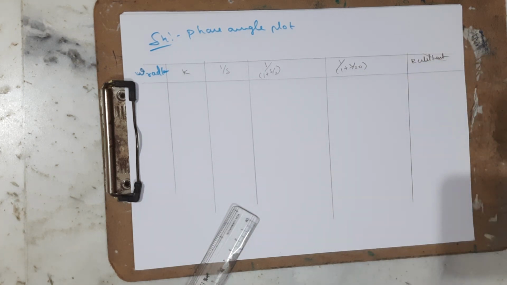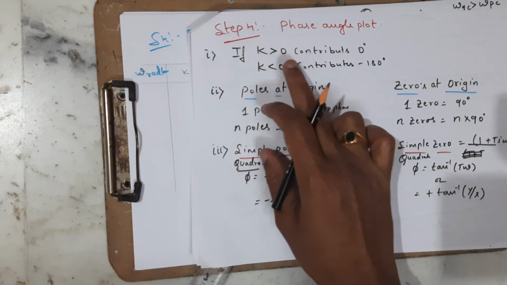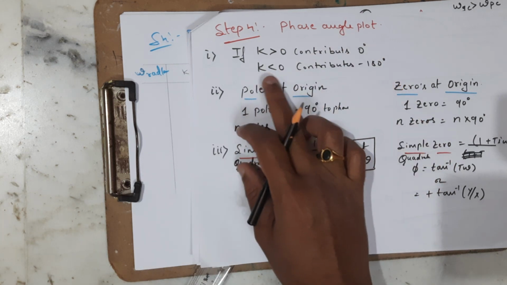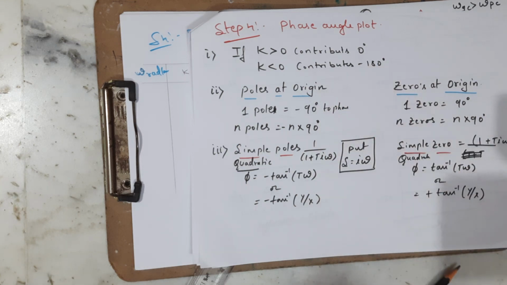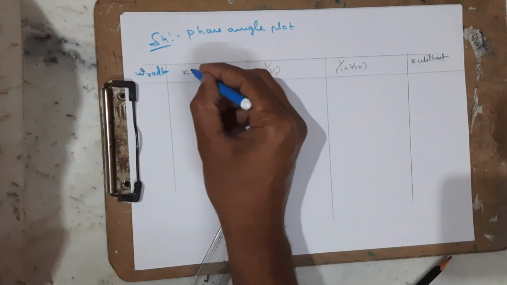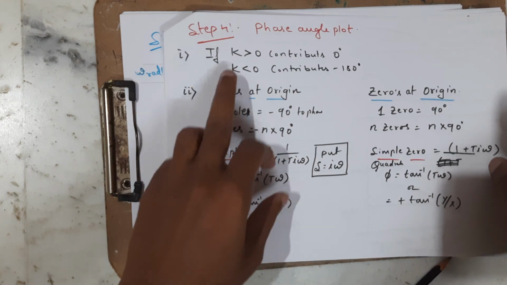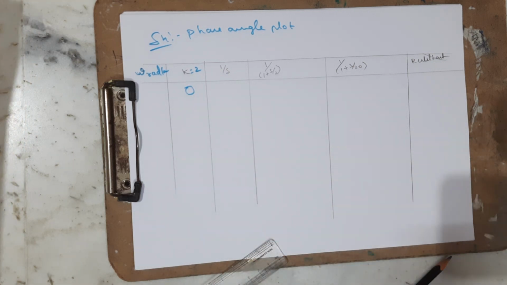What is the contribution of these to the phase angle plot? If K is greater than 0, it is going to contribute 0 degree. If K is less than 0, then it is going to contribute minus 180 degree. In this case K is equal to 2, so it is going to contribute 0 degree. For all values of omega, K is going to contribute 0 degree.